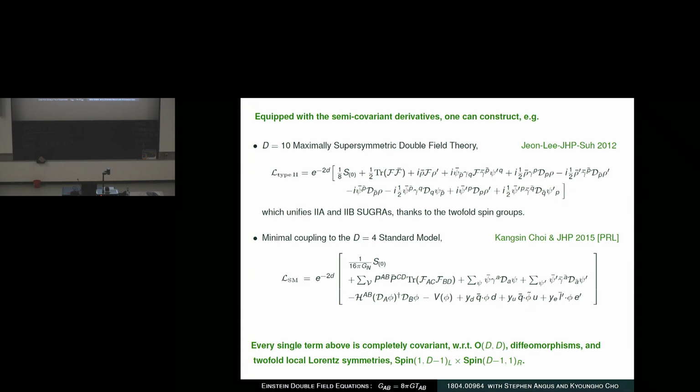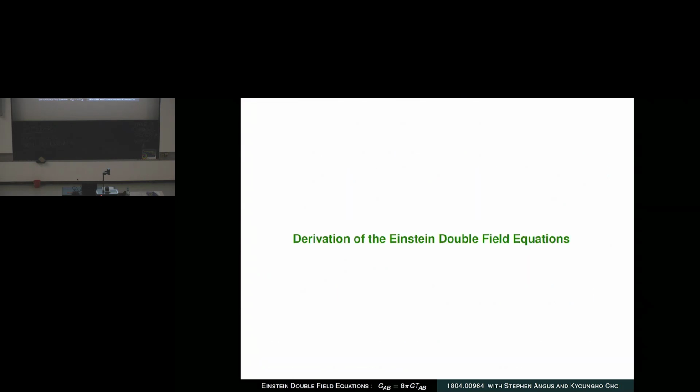And the formalism was used to construct a maximally supersymmetric double field theory, which unifies type IIA and IIB supergravity, as I mentioned, thanks to the twofold spin group, where one can couple it to the four-dimensional standard model, just like how Einstein gravity couples to the standard model. So now, in the remaining 3 minutes, I will present the derivation of the Einstein double field equation.